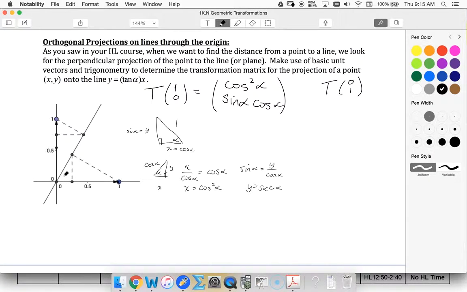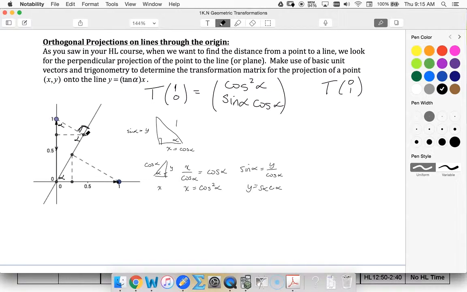So again, I have alpha here. That means this is going to be pi over 2 minus alpha. We know that this is a right angle as well. So here, pi over 2 minus alpha. This one must be alpha. That means this one's pi over 2 minus alpha. This angle in here is also alpha.